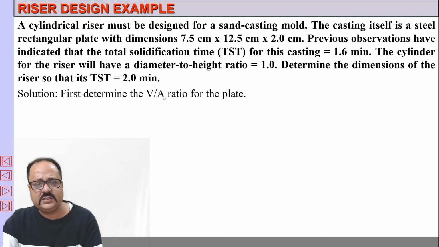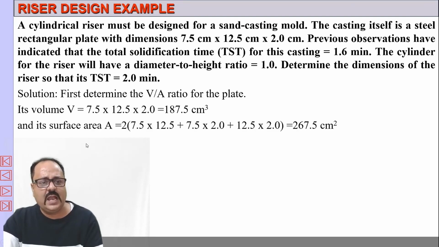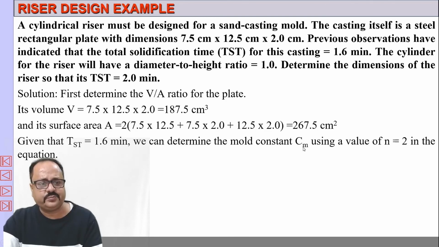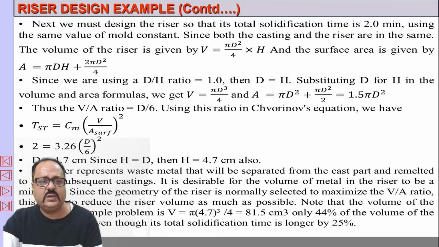First, you have to calculate this modulus. So V of the casting is this much, and surface area of the casting will be this much. And time taken is this. We can calculate the mold constant. So mold constant comes out to be 3.26. Once we have the mold constant, we can use this to calculate the riser dimensions.